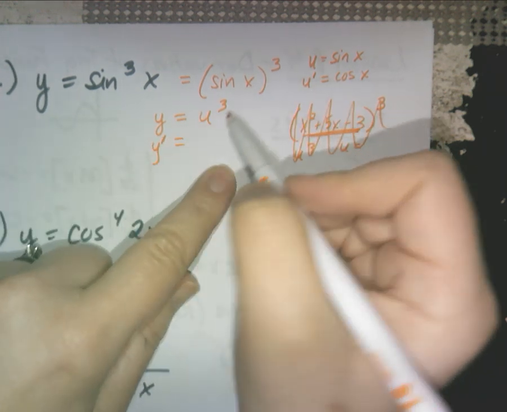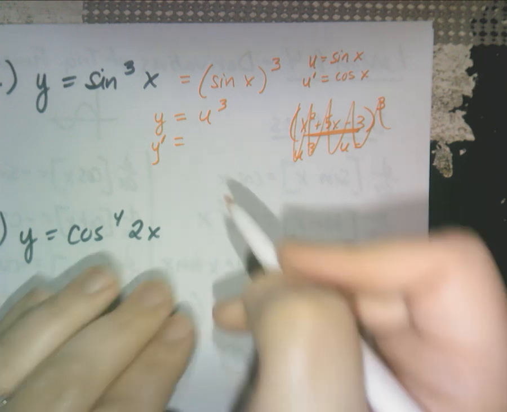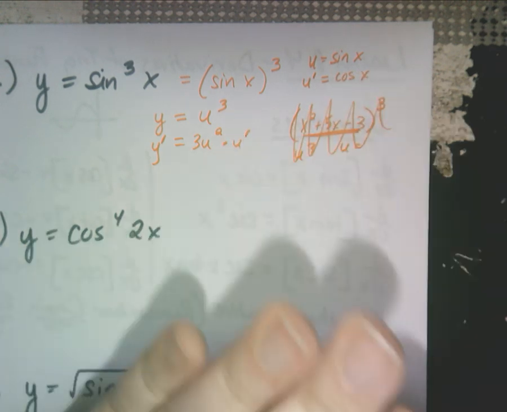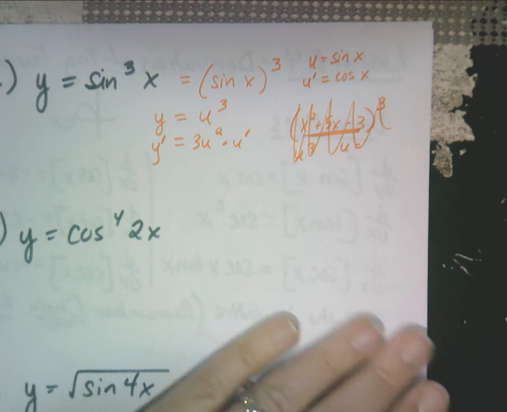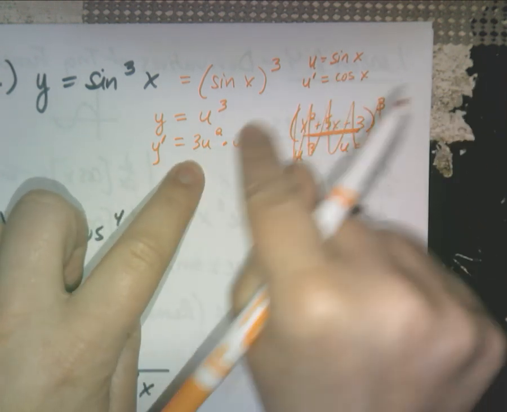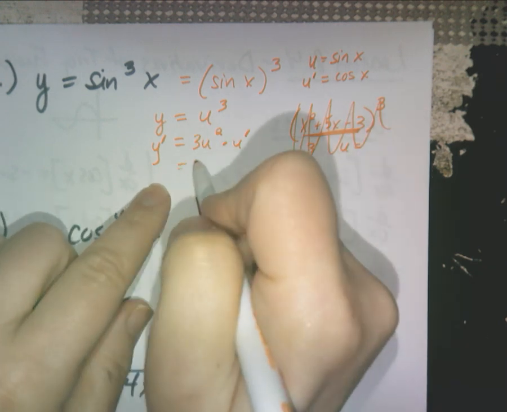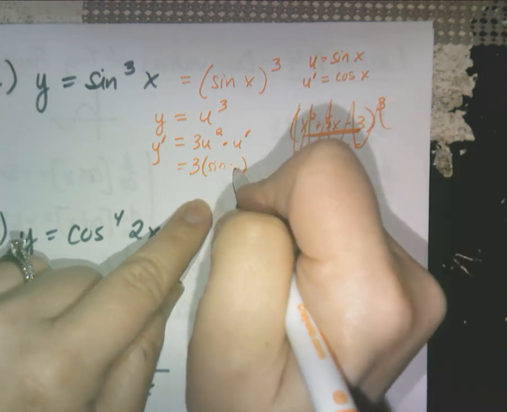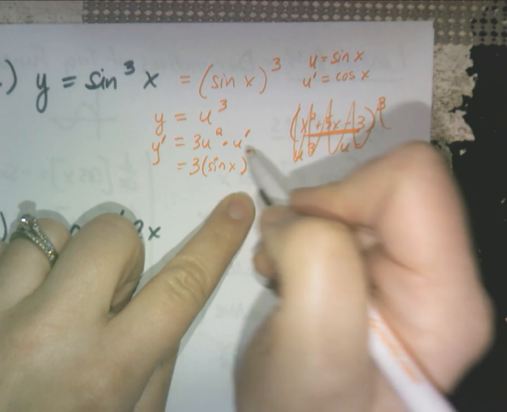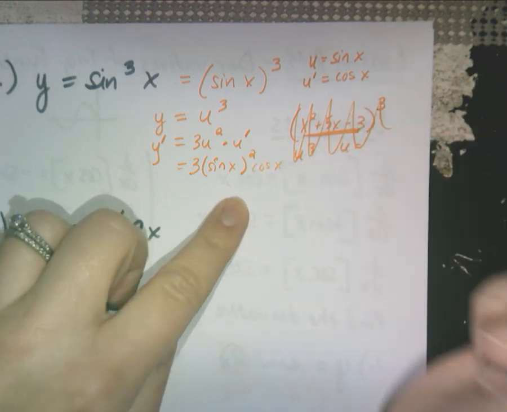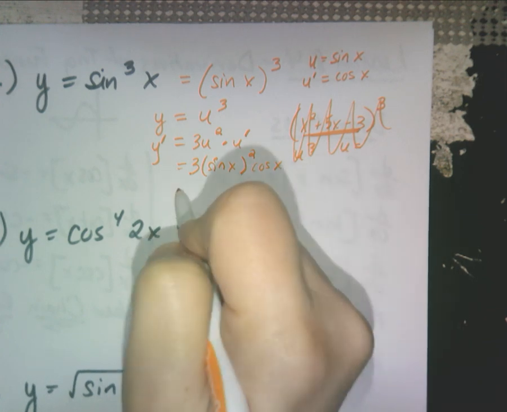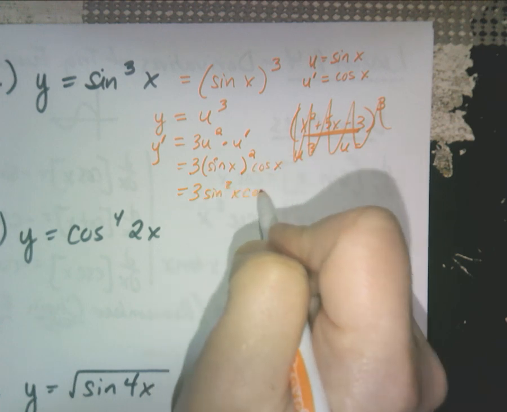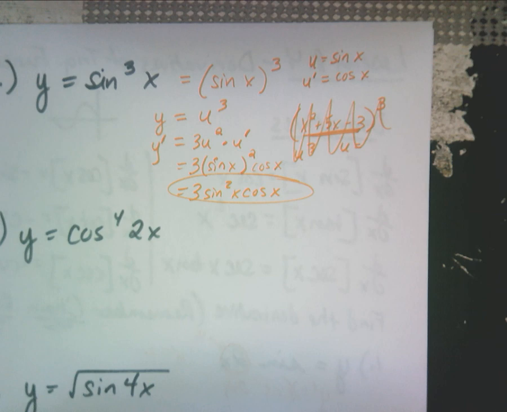Now I take the derivative. What's the derivative of u cubed? What would be just the derivative of like x cubed? 3u squared. But then I attach the chain. I always attach the chain. And then I replace these where I see the u. So now I would have 3, and instead of u, I'm going to write sine x squared. And then instead of u prime, I'm going to put cosine x. Now, another way to write that would just be putting the 2 next to the sine, because that's what's being squared. So 3 sine squared x cosine x, because for whatever reason, we just don't like parentheses.